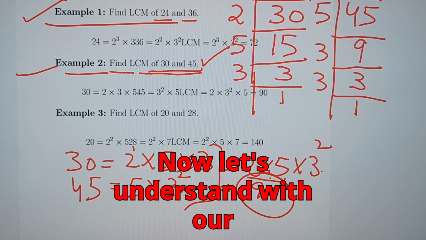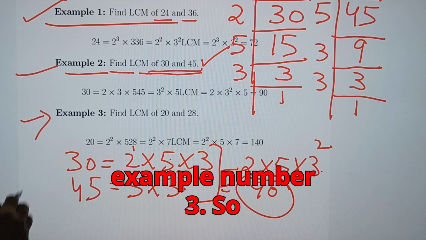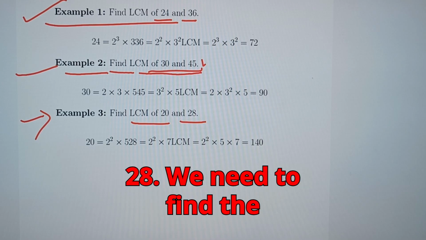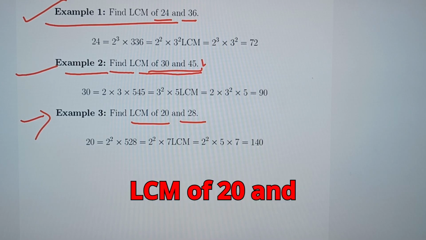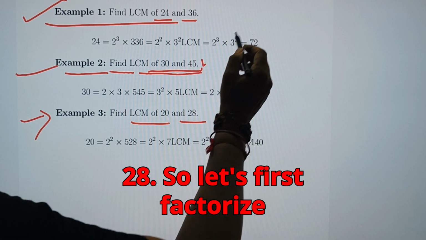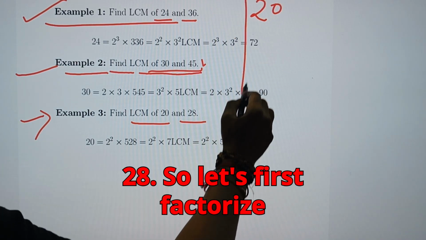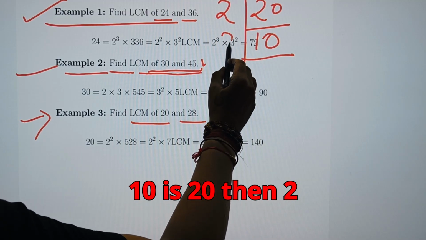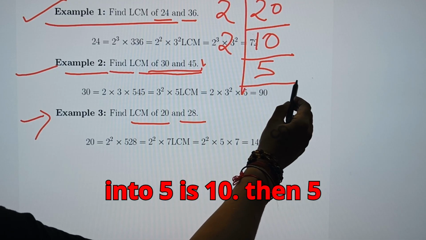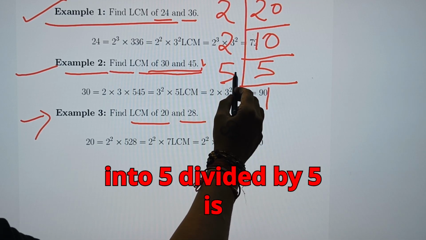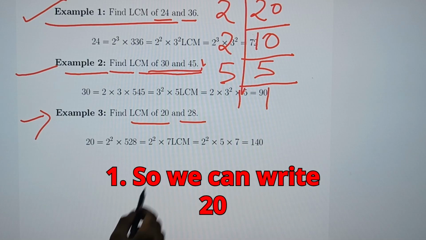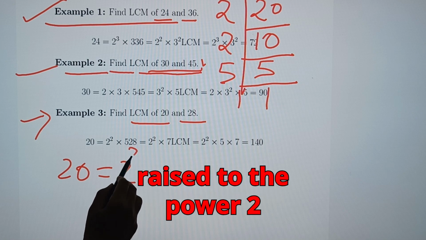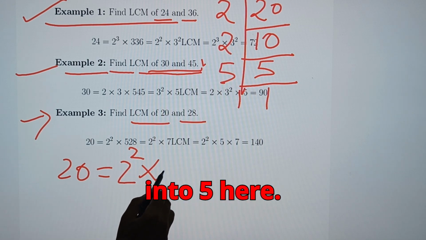Now let's understand with our example number 3. So here we have 20 and 28. We need to find the LCM of 20 and 28. So let's first factorize 20, that is 2 into 10 is 20, then 2 into 5 is 10, then 5 into 5 divided by 5 is 1. So we can write 20 equals 2 raised to the power 2 into 5 here.